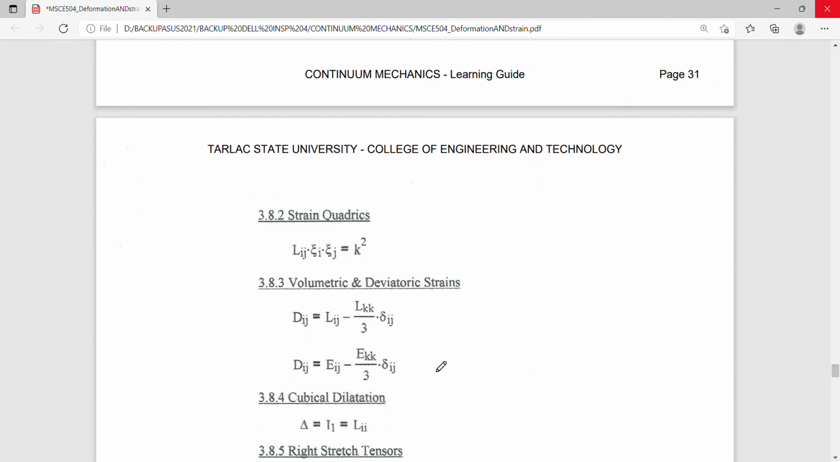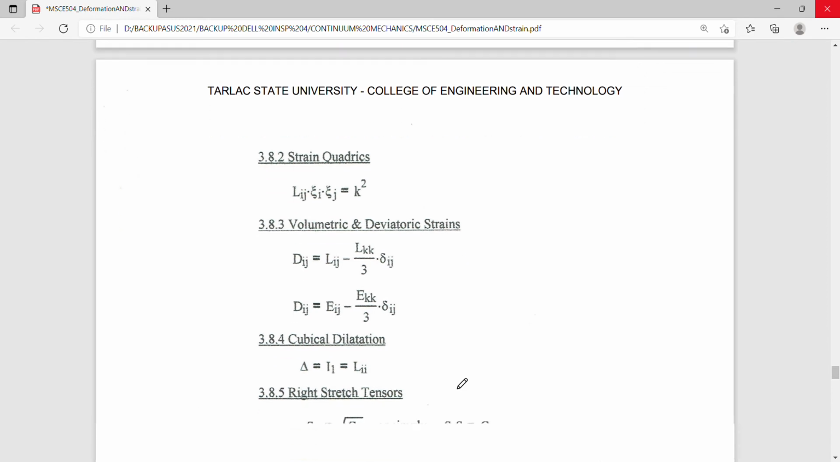So the strains quadric is the same, no? Lij xi xj is simply k squared, and the volumetric and deviatoric strains are still the same, no? This is an Lij minus Lkk over 3 delta ij, or if you're using the Eulerian, it's an Eij minus Ekk over 3 delta ij.